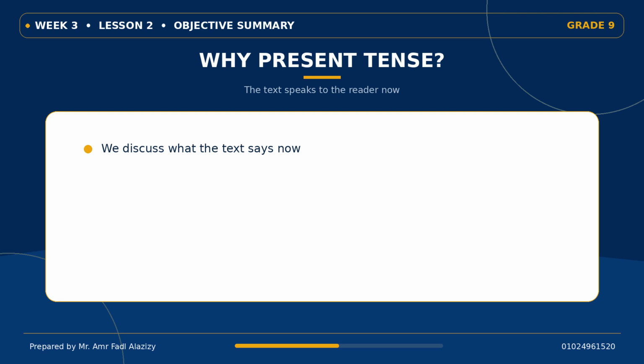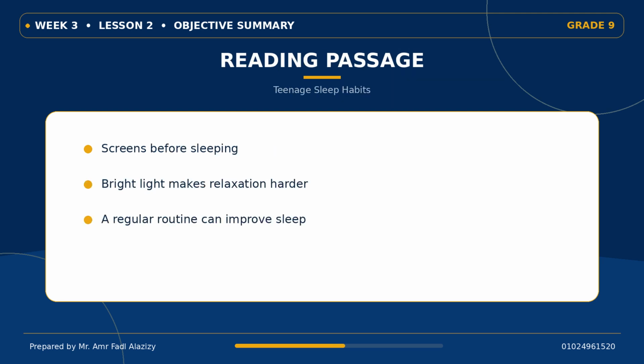Let us look at the short article. Many teenagers stay awake late because they use phones, computers, or other screens before sleeping. Bright light from screens can make it more difficult to relax. A regular bedtime routine can help students sleep better. Turning off devices before bedtime, preparing school materials early, and keeping the bedroom quiet can improve sleep habits.